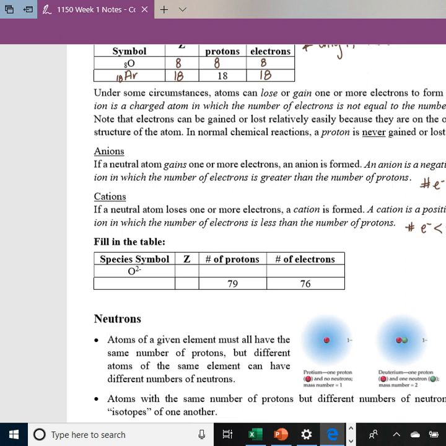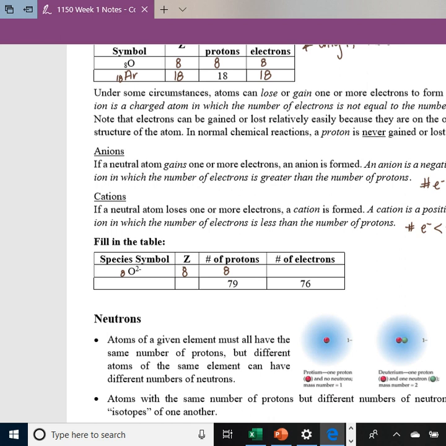Now you'll see our oxygen symbol here has a new number. It's written as a superscript to the right, and that's the charge. So this is where we write the charge. Since it's oxygen, our Z is still 8, and our number of protons is still 8, and we should still have a small 8 as a subscript to the left. But now we have to think about electrons.